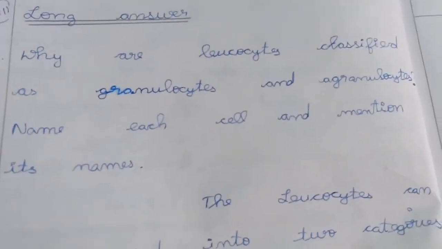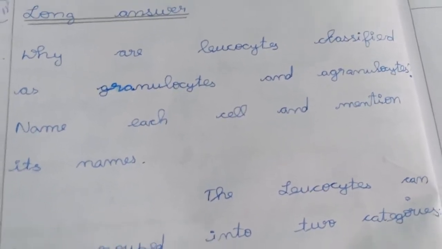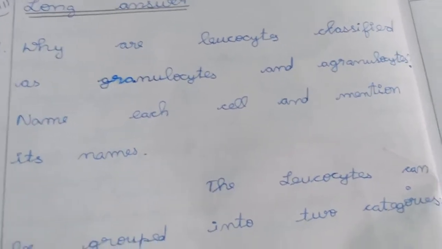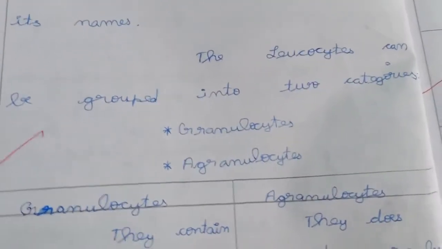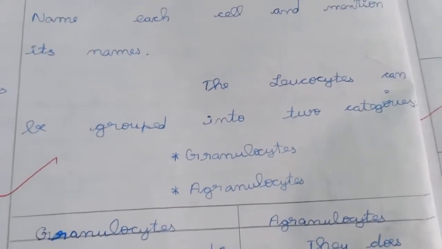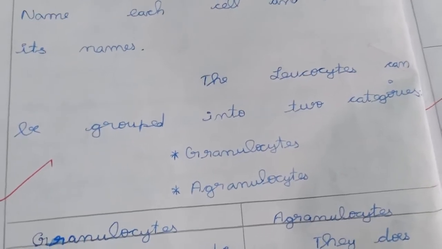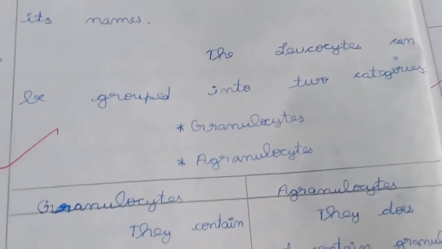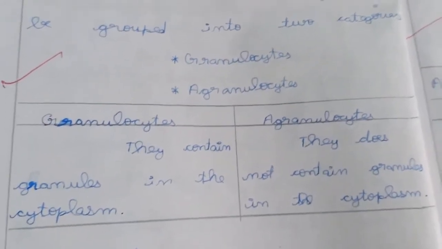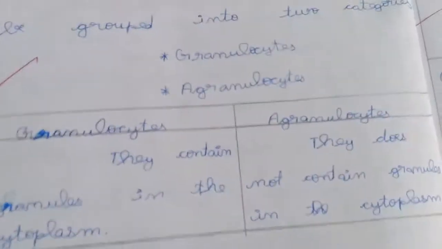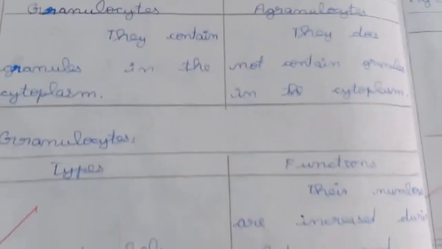Let's look into the third question. Why are leukocytes classified as granulocytes and agranulocytes? Name each cell and mention its function. You find this answer in your textbook as paragraphs, but I've shortened it. You can watch this and make note of it. The leukocytes are grouped into two categories: granulocytes and agranulocytes. Granulocytes contain granules in the cytoplasm. Agranulocytes do not contain granules in the cytoplasm.